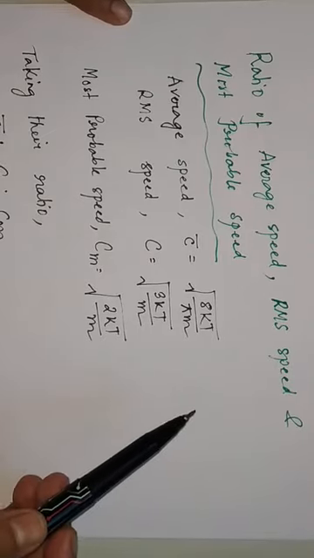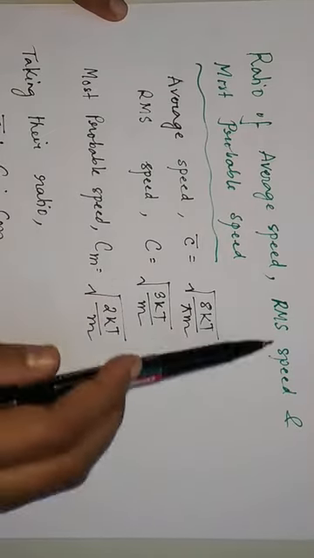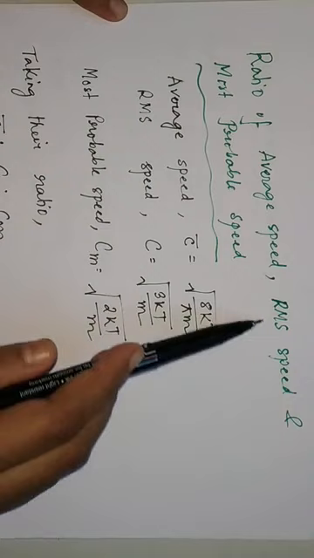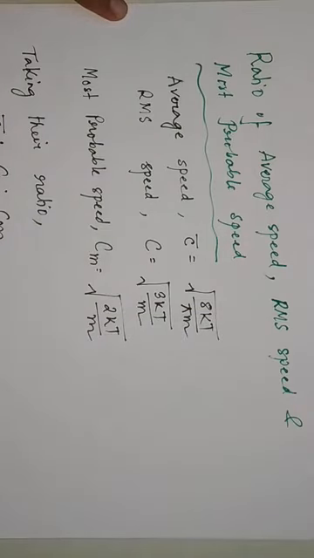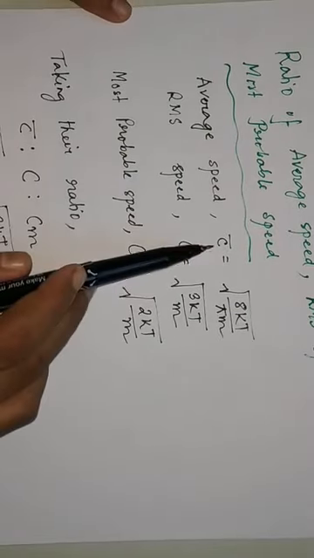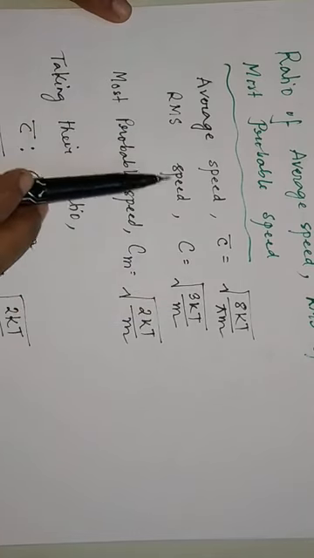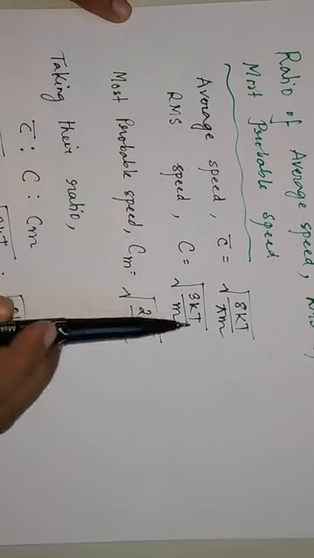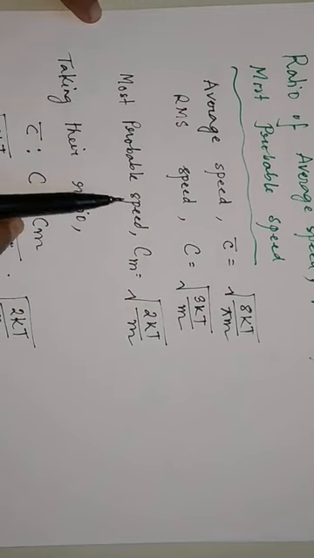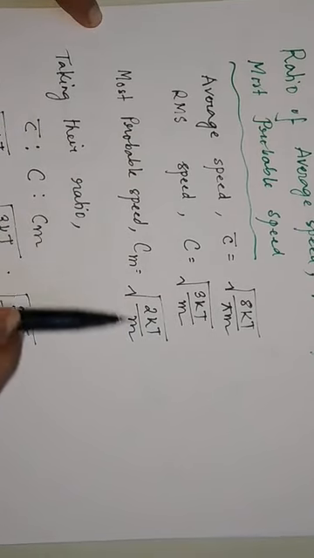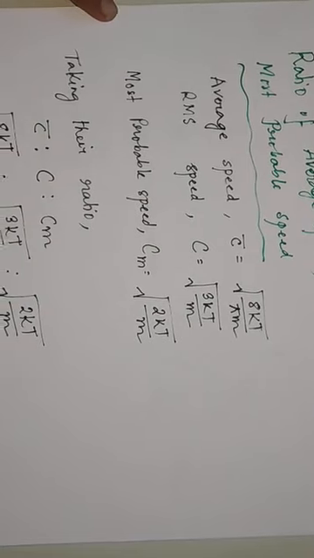So next we'll find the ratio of three types of speeds: average speed, RMS speed and the most probable speed. We know that average speed is given by C bar, which is root over 8kT by pi m. RMS speed is capital C, root over 3kT by m, and the most probable speed is capital C suffix m, which is given by root over 2kT by m.